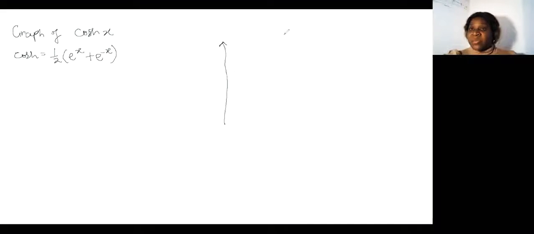Sorry, that is too squiggly. Let me get a proper line now. This is your y-axis, and this is your x-axis. And you label them clearly, x and y.